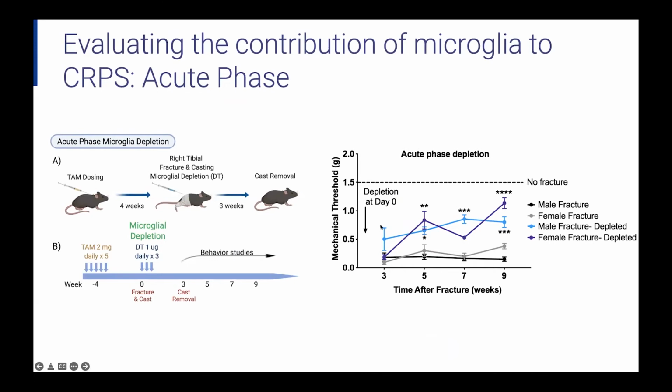So all of these mice developed sensitivity, but if we just look at allodynia as the readout, both the males and the females that received the microglia depletion at the time of injury had a reversal, although it wasn't complete, but there was an improved trajectory that was significantly different from the non-depleted mice.